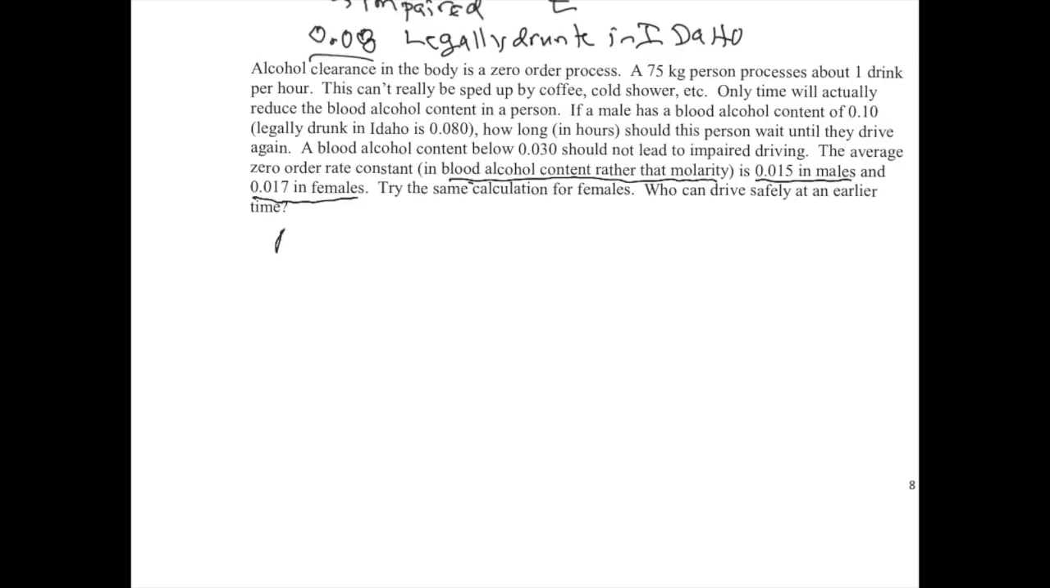So we know that A sub T is equal to A sub 0 minus kT. That's the zero order integrated rate law. So our A sub T, we want to get to 0.030, and we're starting from 0.10. I'll throw in another 0 just to keep the sig figs happy. And then minus k, which is 0.015, times T.